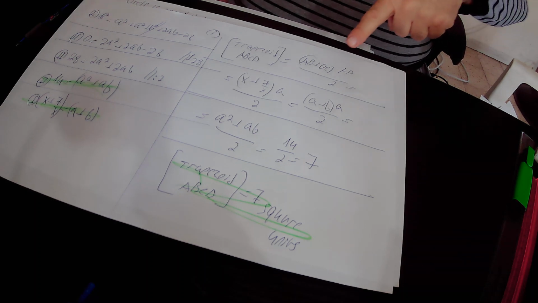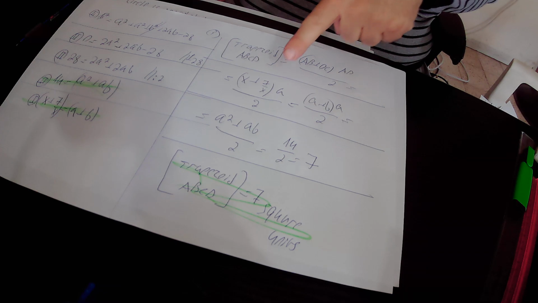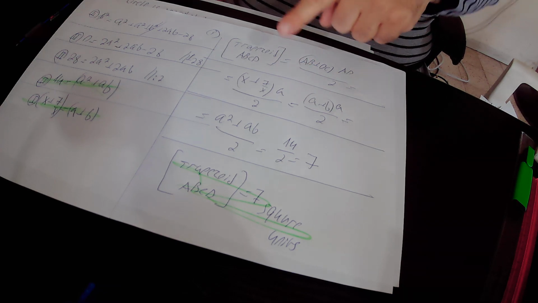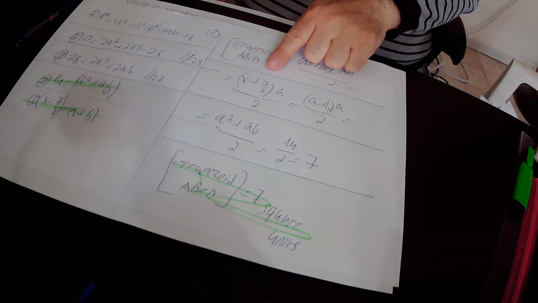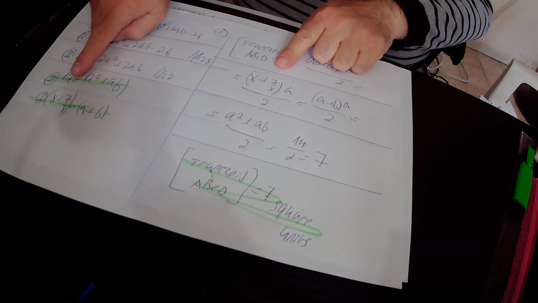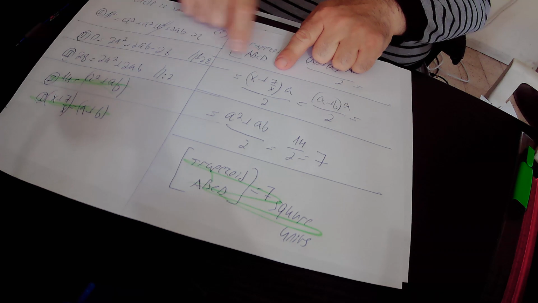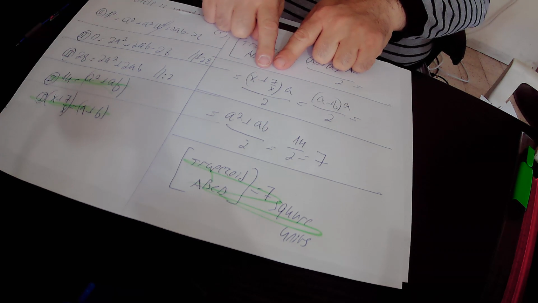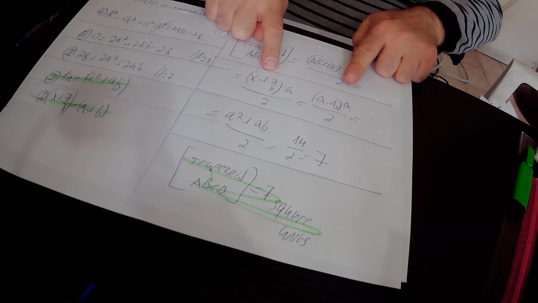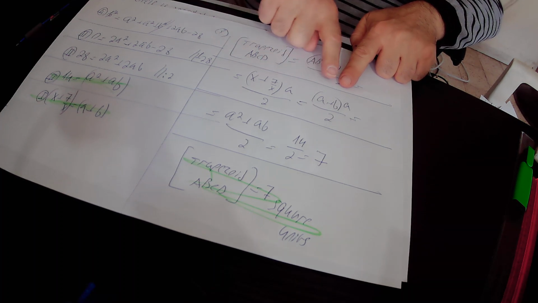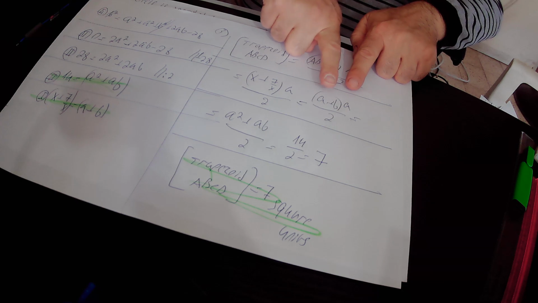AB is x, DC is x plus 7 over x, AD is a divided by 2. But here we have x plus 7 over x, and according to equation 1, x plus 7 over x equals a plus b. Therefore we can substitute x plus 7 over x by a plus b. We did it. So x plus 7 over x is a plus b, times a over 2.